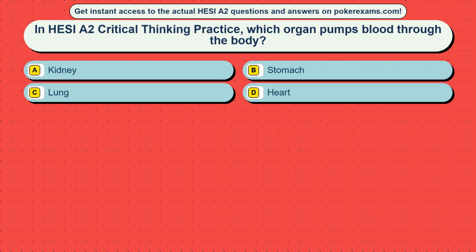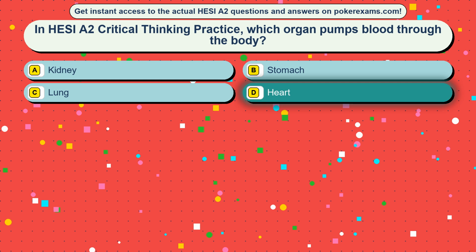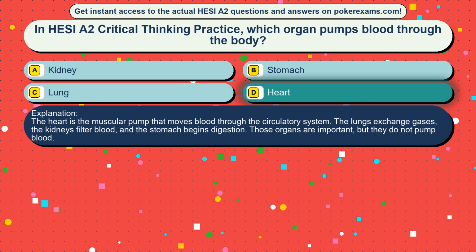Question 43. In HESI A2 critical thinking practice, which organ pumps blood through the body? Option A kidney, option B stomach, option C lung, option D heart. The correct answer is option D, heart. The heart is the muscular pump that moves blood through the circulatory system. The lungs exchange gases, the kidneys filter blood, and the stomach begins digestion. Those organs are important, but they do not pump blood.